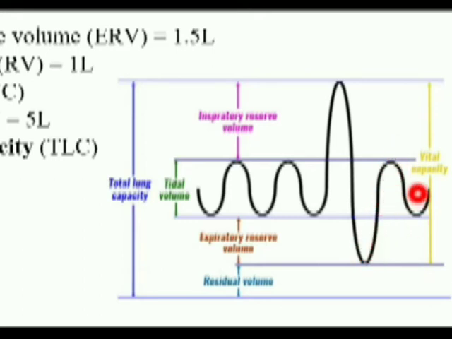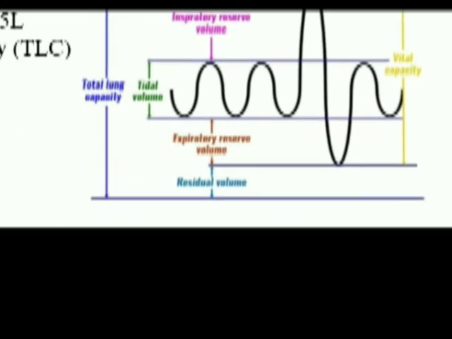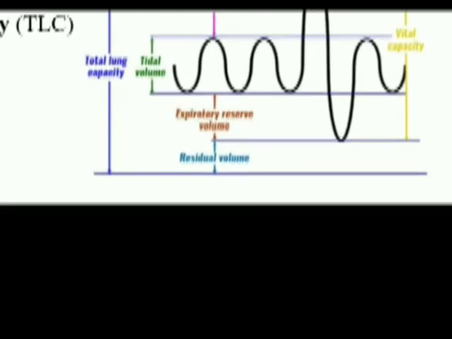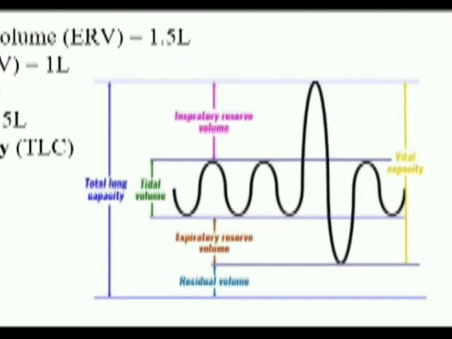And all of this, the tidal volume, inspiratory reserve volume, and expiratory reserve volume, is also called the vital capacity. And now you can see the residual volume, which always remains inside our alveolus, and all together they are called total lung capacity.